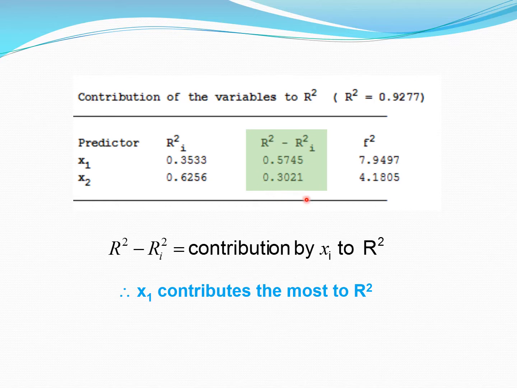So in the next column then, we get the contribution that a specific independent variable makes to the coefficient of determination. So x1's contribution is 0.5745 and x2's contribution is 0.3021. So x1 will contribute the most to the coefficient of determination and x2 will contribute the least.